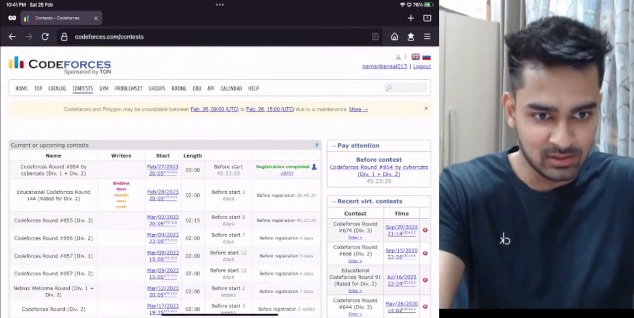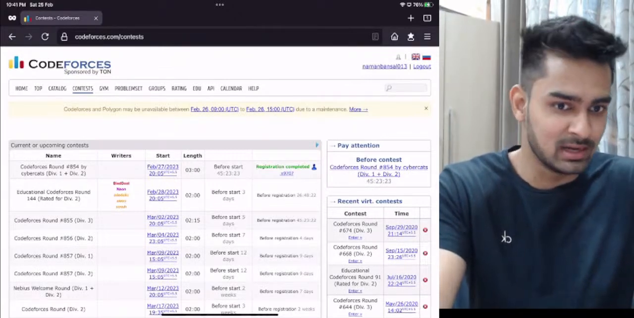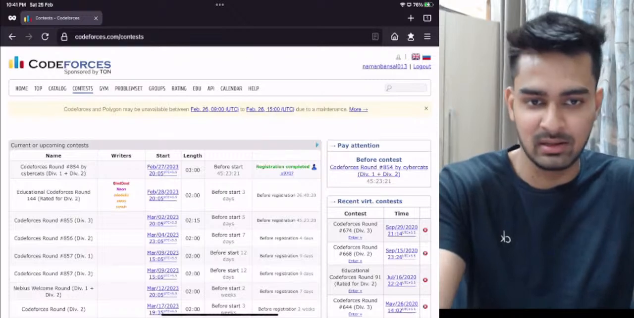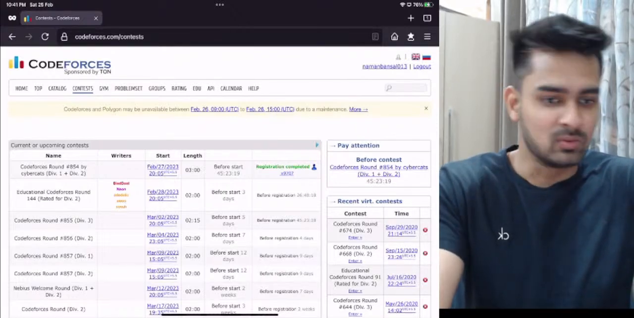How to solve problem C in contest? Just practice, do Codeforces ladder for problem C. It will definitely help you. Okay, cool. That's it.